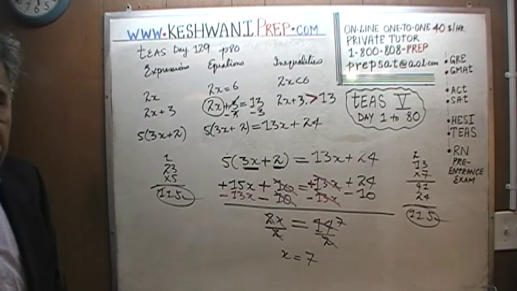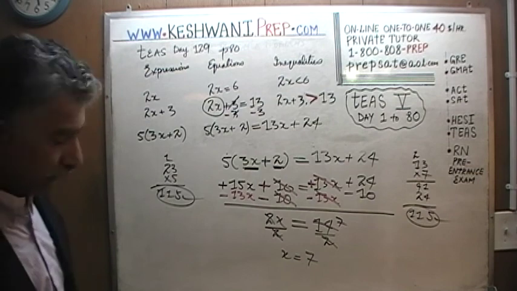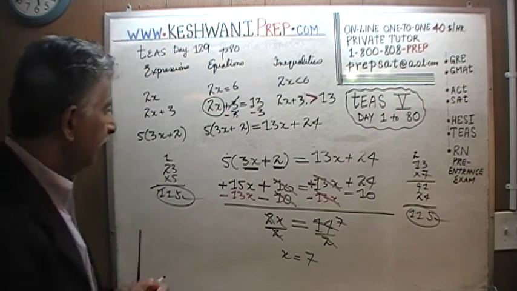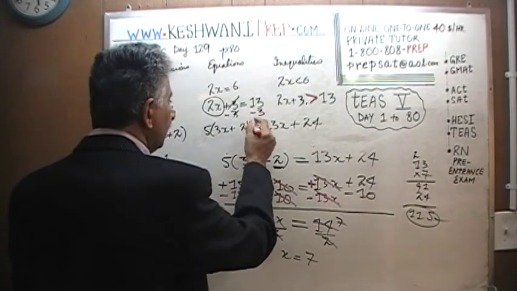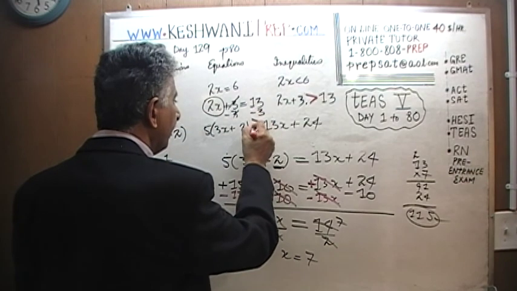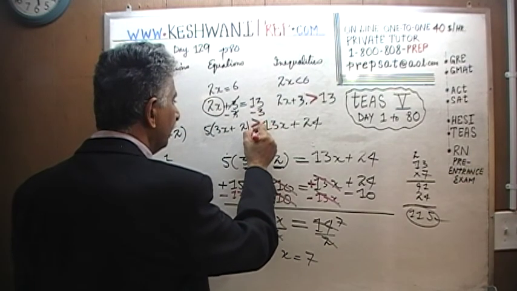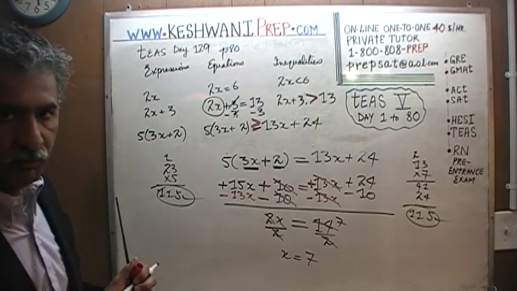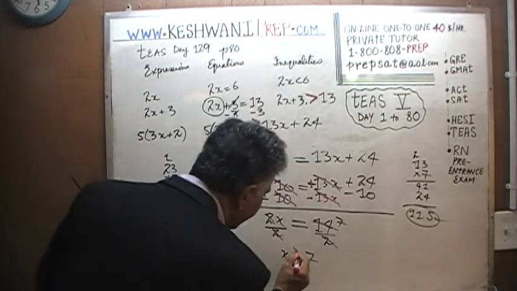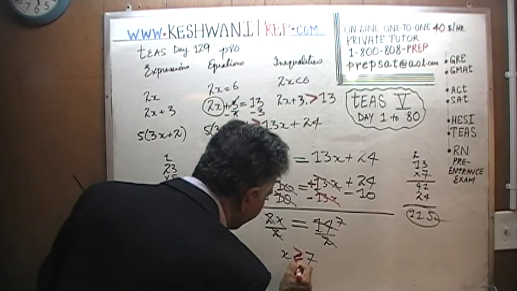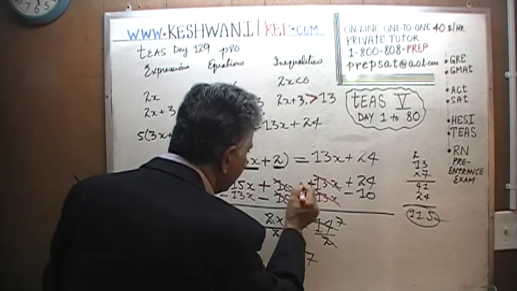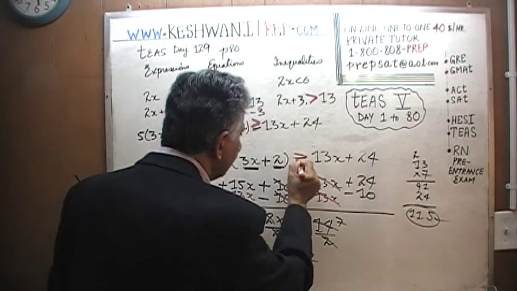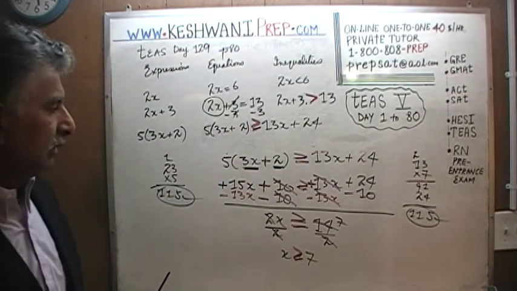Now, instead of an equation, if we had been given an inequality, if we had been told that it is greater than or equal to, instead of equal to, all the work that you see would be the same, except at the end we will end up saying that x has to be greater than or equal to 7. This would be greater than or equal to, this would be greater than or equal to. Nothing would change.